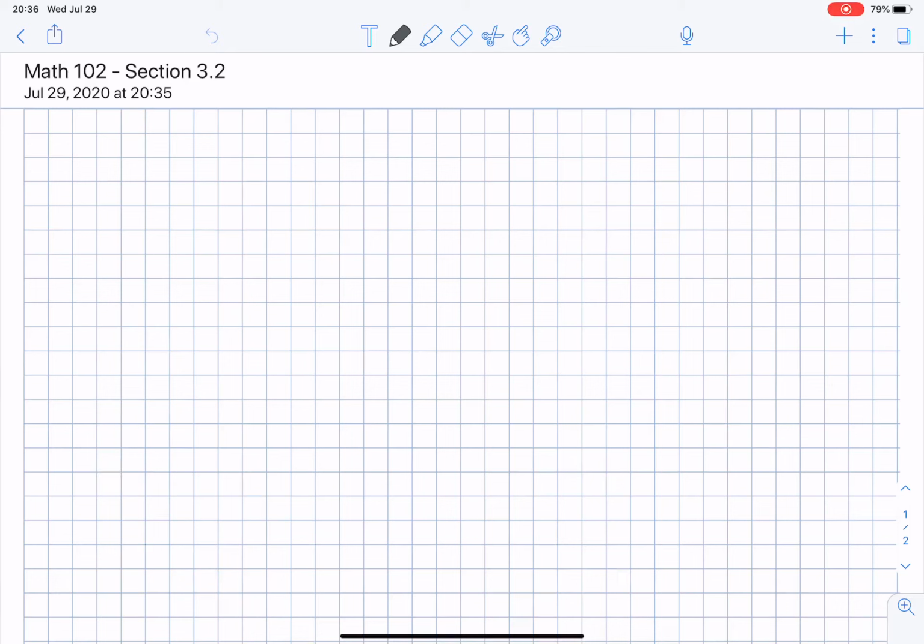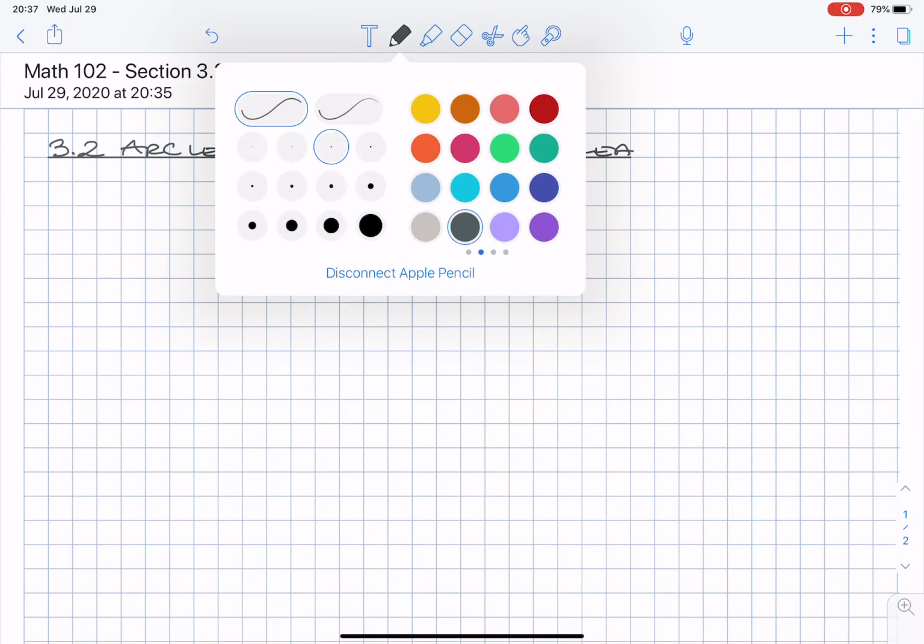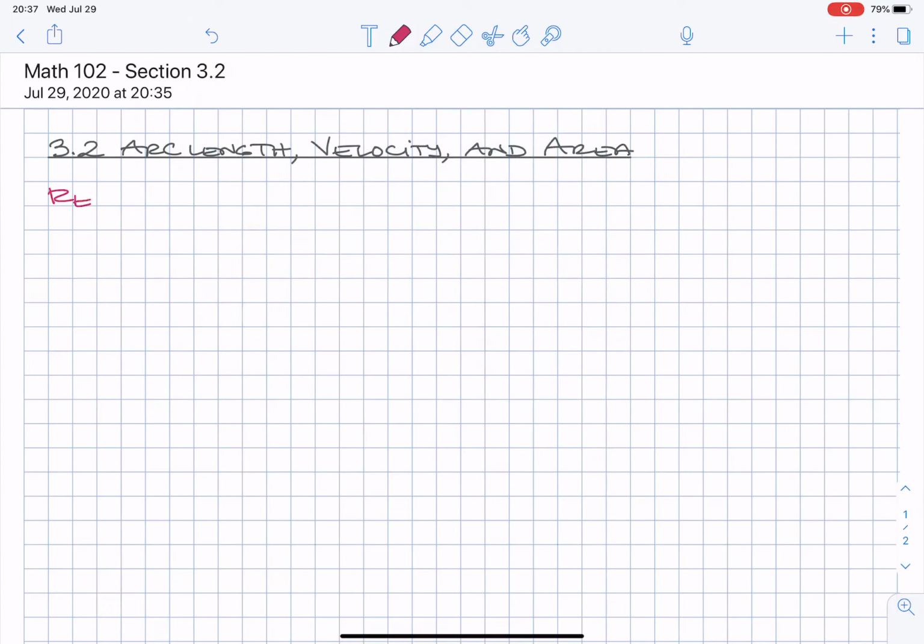Okay, so welcome to section 3.2, which is arc length, which we've already kind of done a bit of in section 3.1. So arc length, velocity, and area. And these are all going to pertain to circles. Okay, so let's recall that arc length was what?